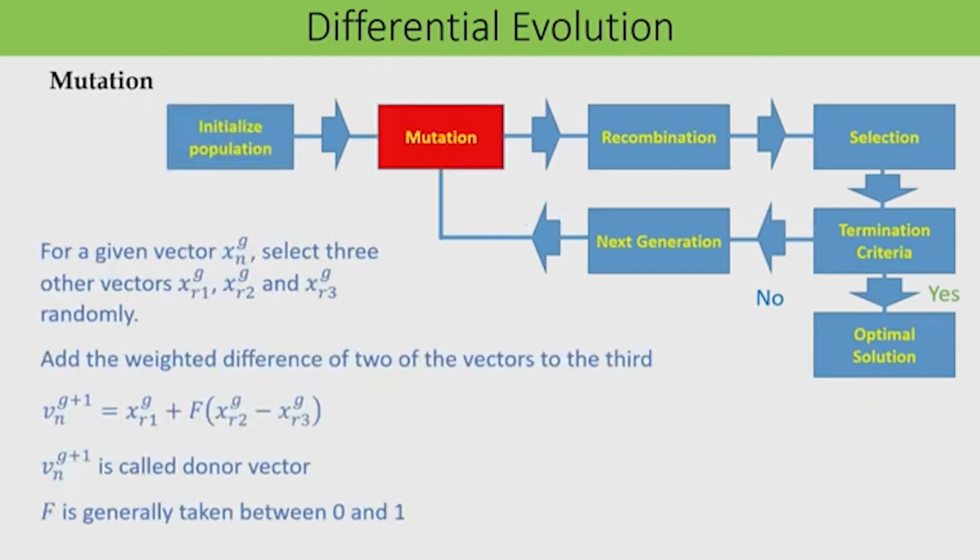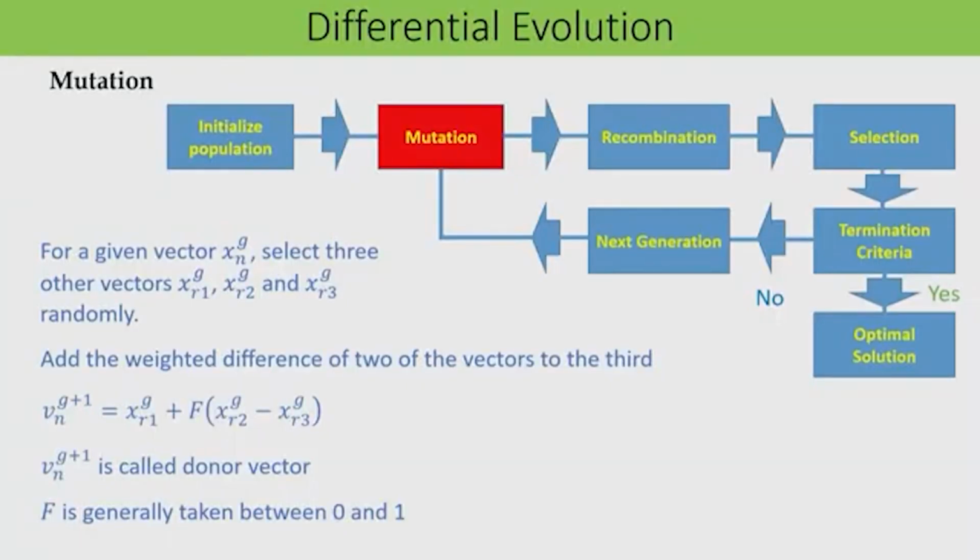Now, the next step is the mutation. As I said, the mutation here is different than what we have used in the genetic algorithm. So, let us see how we are doing the mutation here. In this case, for a given vector x_i,z, select 3 other vectors, x_r1,z, x_r2,z and x_r3,z, randomly.